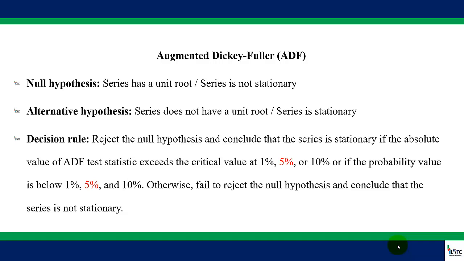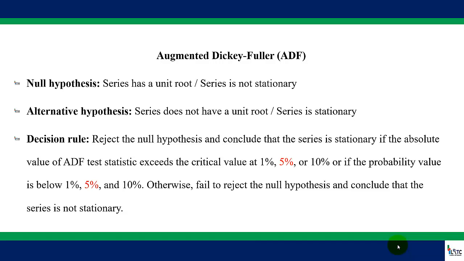If you look at it closely, you will notice that the null hypothesis is different from the alternate hypothesis statement. For the null hypothesis, the rule says that the series is not stationary. That is, the series has a unit root. While the alternate hypothesis says that the series does not have a unit root. In other words, the series is stationary. So the series can also be referred to as the variable.